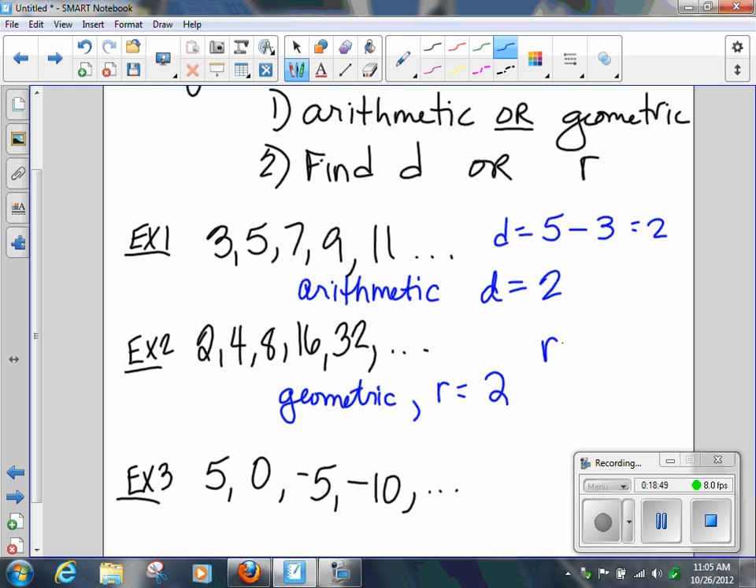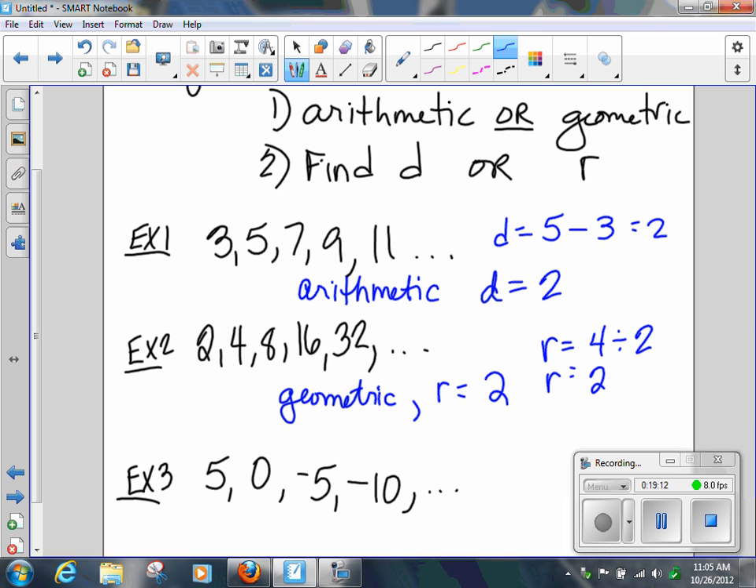You have R is equal to the second term divided by the first term, because it's the opposite, okay? So that means our ratio is 2. Ha, we got it. And if you weren't sure, check the third and the second. Check the fourth and the third, just to make sure you know you've got the right ratio.